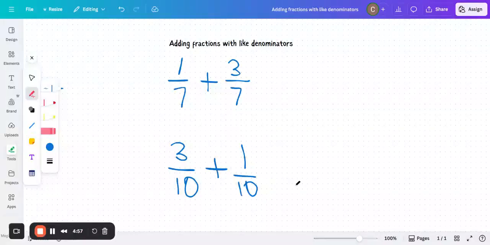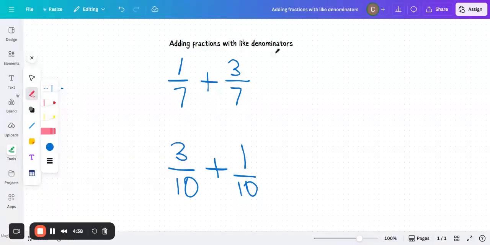Today I'm going to be reviewing how to add fractions with like denominators. So first up, just a reminder, when you have fractions, you're going to see your fraction bar and your top number is called the numerator. The bottom number is the denominator.